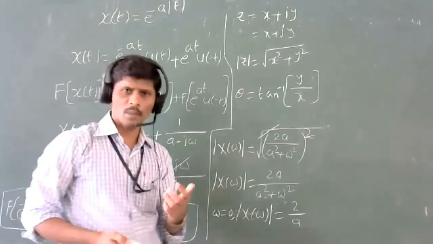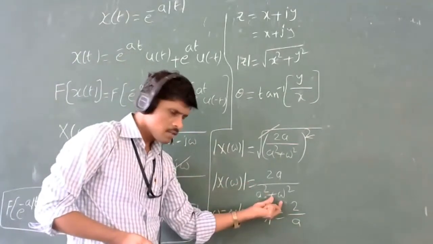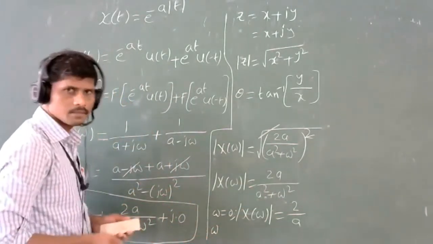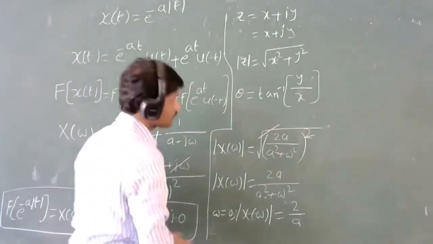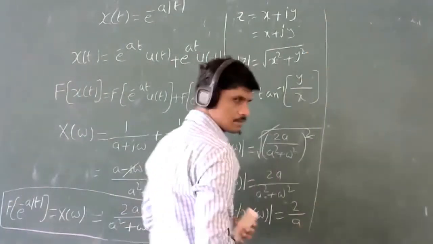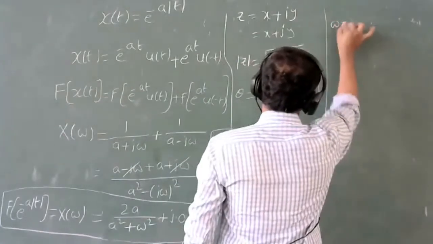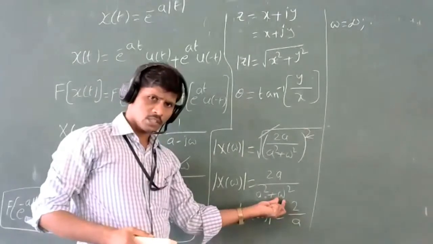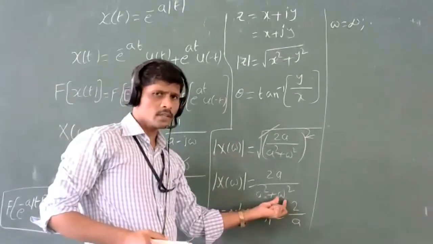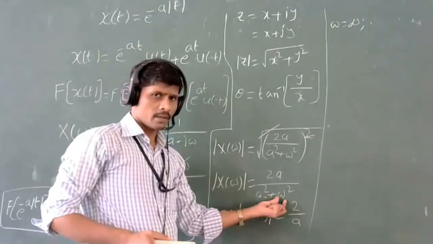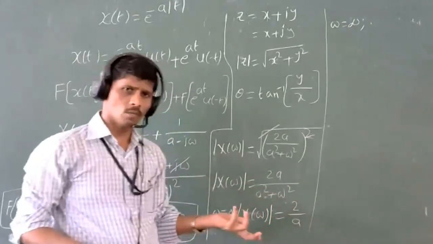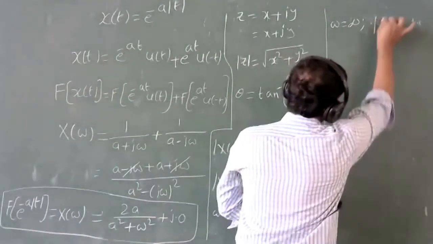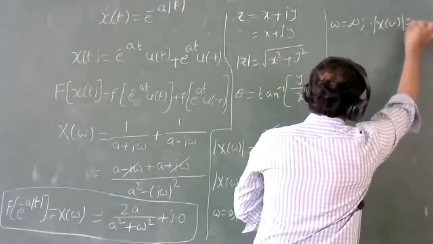Next, omega is equal to plus infinity. In this equation, substitute omega is equal to plus infinity. A square plus infinity square. So constant by infinity is 0. If omega is equal to plus infinity, then magnitude of X of omega is 0.